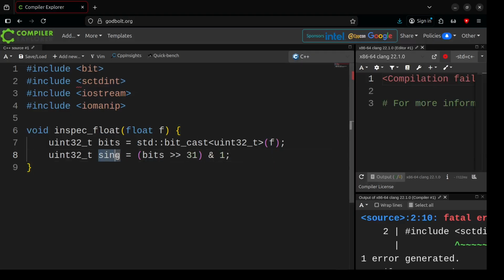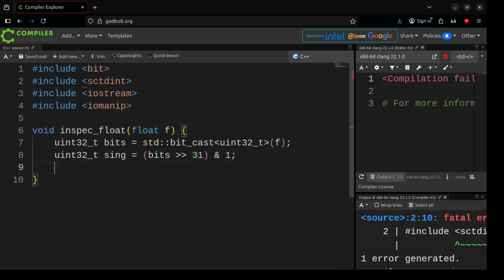This way we get the sign. We have the bits here. We shift them by 31 bits and apply this mask. This way the most significant bit, which is the sign bit, moves to the least significant place, and this way we can extract what it actually is. In floating-point numbers, the sign is either 0 or 1, for positive or negative number.